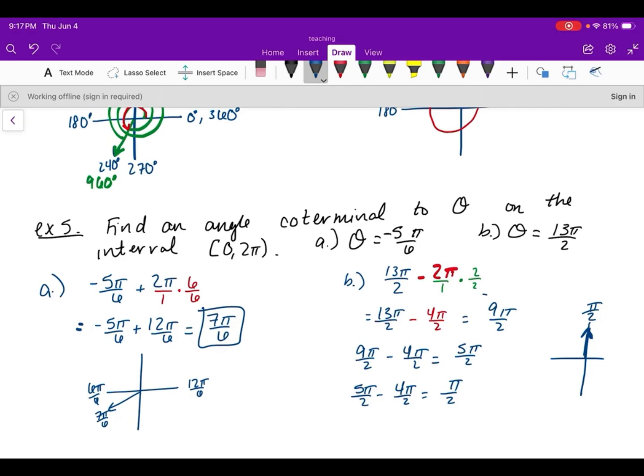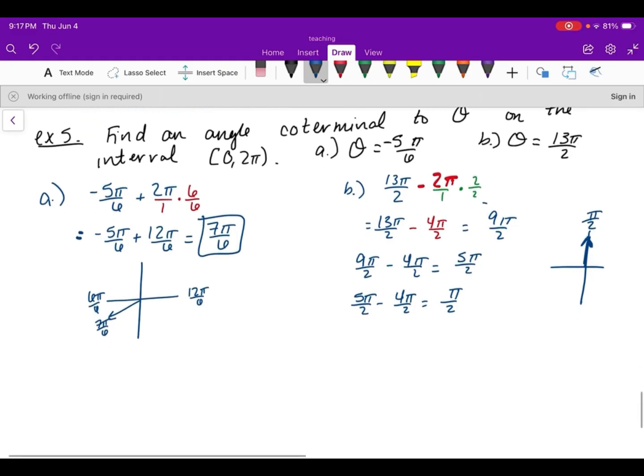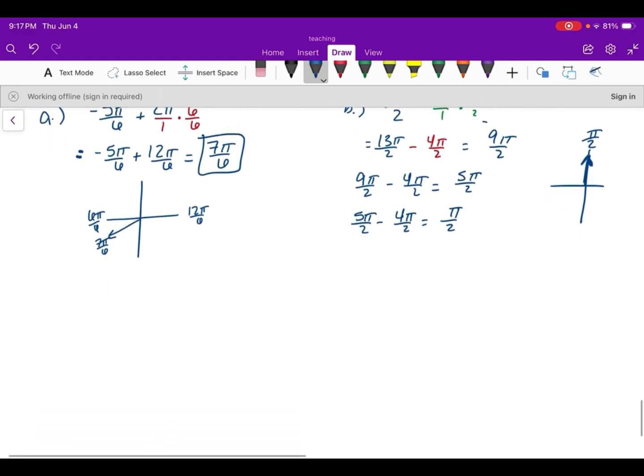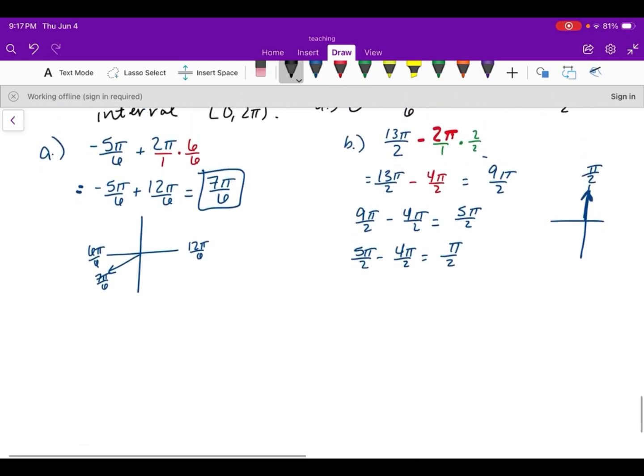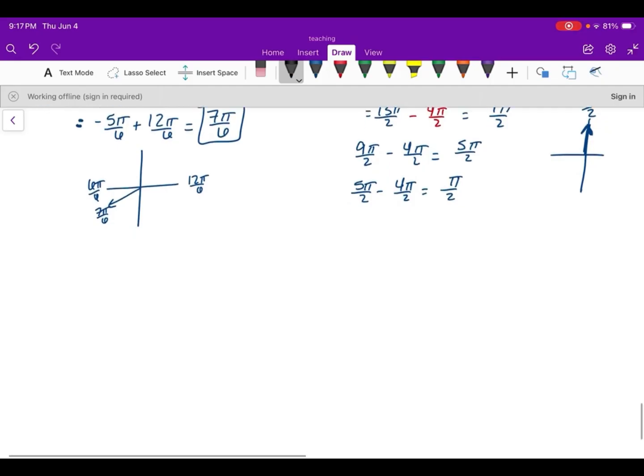Now how did I know that I needed to keep going? Like, how did I know when I was smaller than 2 pi? Remember, 2 pi would be the same as 4 pi over 2. So I needed to get an angle smaller than 4 pi over 2. If you're not used to seeing the fractions, it could be a little tricky to make sure that you're in the correct interval.